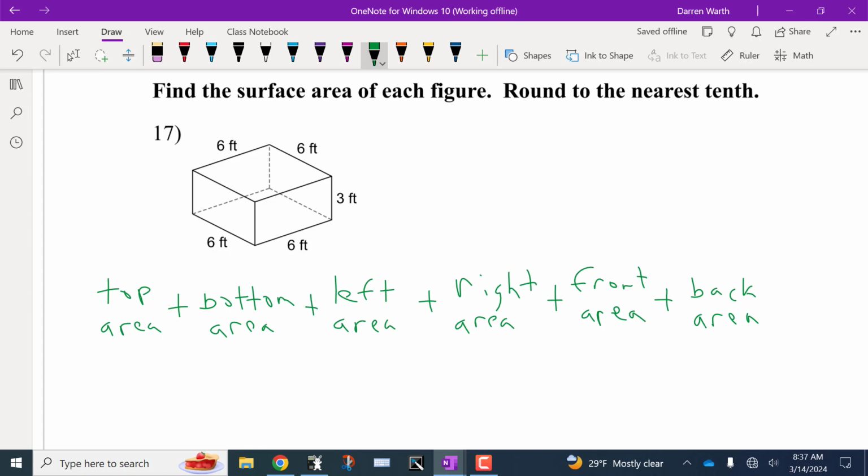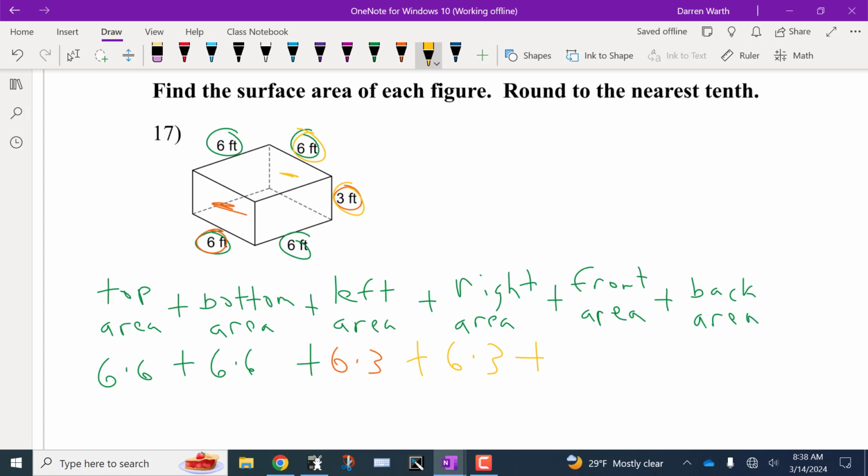So first off, I'm going to find the top area. So notice my top area is going to be 6 times 6. My bottom area is also 6 times 6. My left area is going to be 6 times 3. So that's this area right there. And then the next area says my right area. So if you look real closely, my right area is just right there. So that is also 6 times 3.